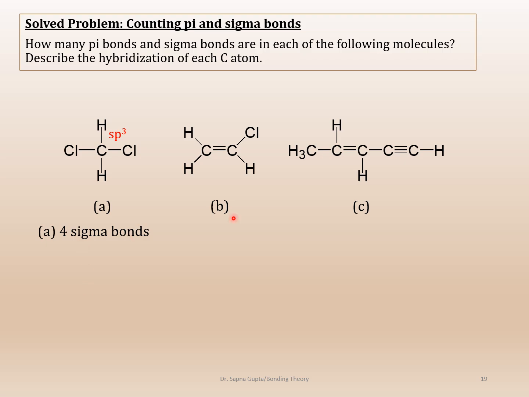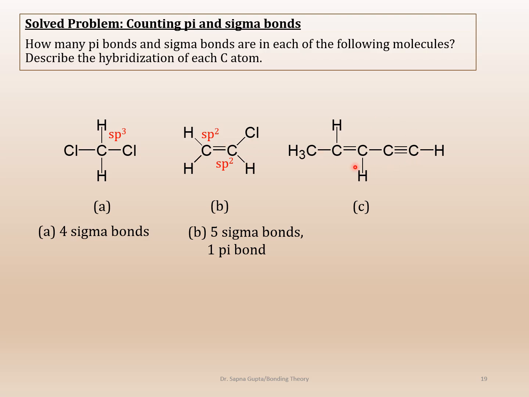You can always pause me and do this yourself, and then look at the answers if you want. This is sp2 because I see a double bond, so sp2. And so here, 5 sigma bonds and 1 pi bond. Here you have the 1 pi bond, but 1, 2, 3, 4, 5 sigma bonds in here.